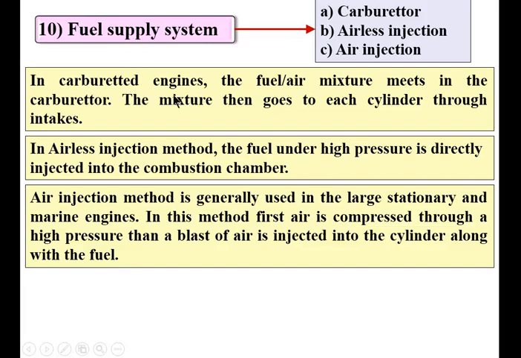So very simple, in carbureted engine, the fuel-air mixture meets in the carburetor first and then it is supplied to the cylinder. In airless injection method, the fuel under high pressure is directly injected into the combustion chamber. So here high pressure air is not used. Whereas in case of air injection method, air is compressed first and then a blast of air is injected into the cylinder along with the fuel.